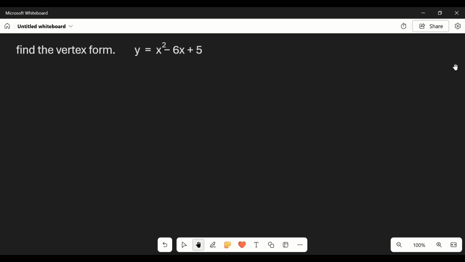Find the vertex form of this quadratic equation. We know that the vertex is the coordinate of the highest or the lowest point of the parabola. So h and k is the vertex. And we know that h is the vertex coordinate on the x-axis, and k is the vertex coordinate on the y-axis. We can use this formula.